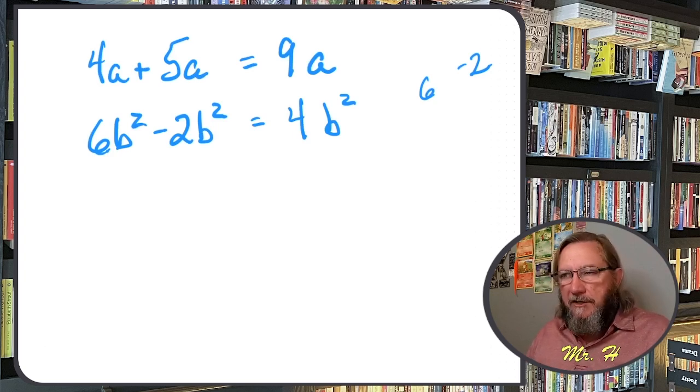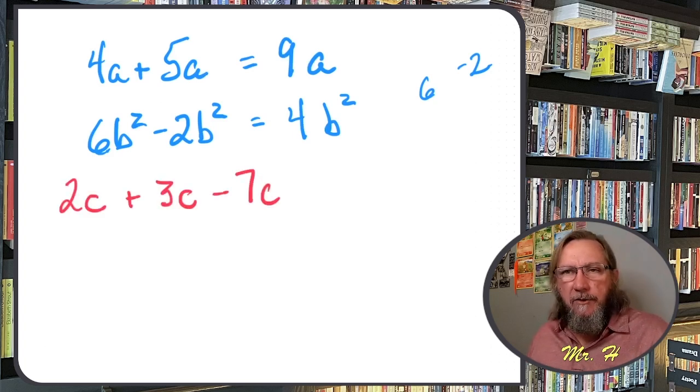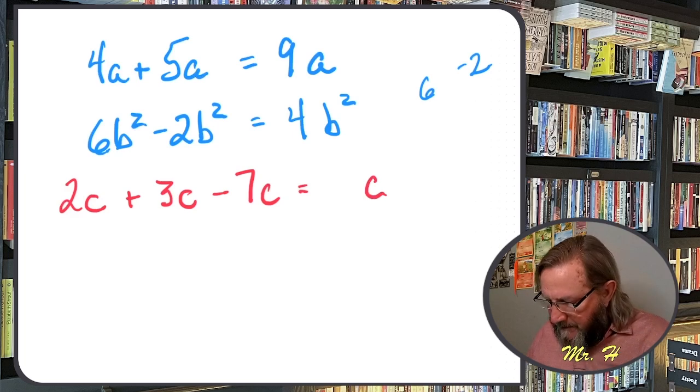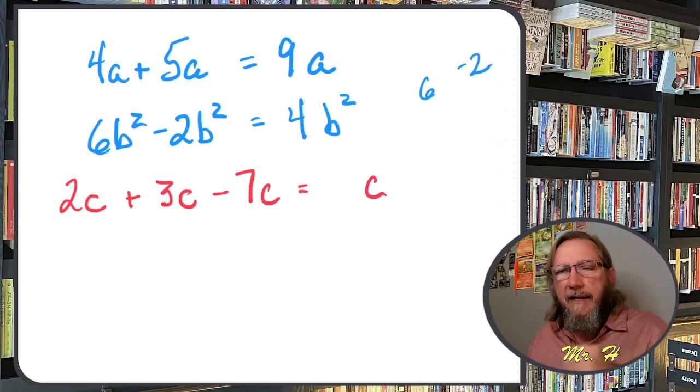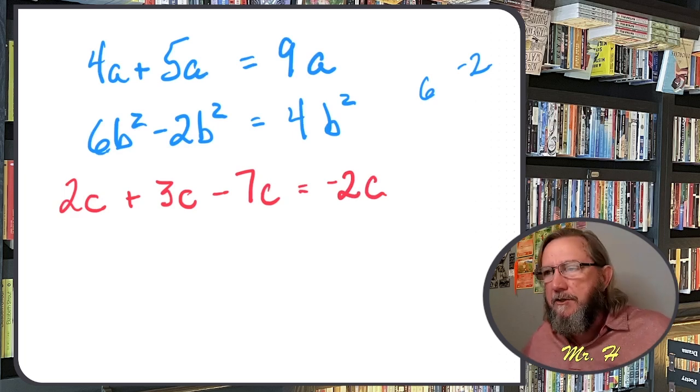Okay, let's carry on to something that looks a little bit different now. This is called a trinomial, by the way. There are 3 monomials stuck together, so that's called a trinomial. How would we combine this? Well, they're all like terms, so my answer is going to be something C, and I've got a positive 2, a positive 3, and a negative 7. You should be able to combine those three numbers together. 2 plus 3 is 5. 5 plus a negative 7 is going to be negative 2. So the coefficient, or the number in front of the variable, is going to be negative 2.